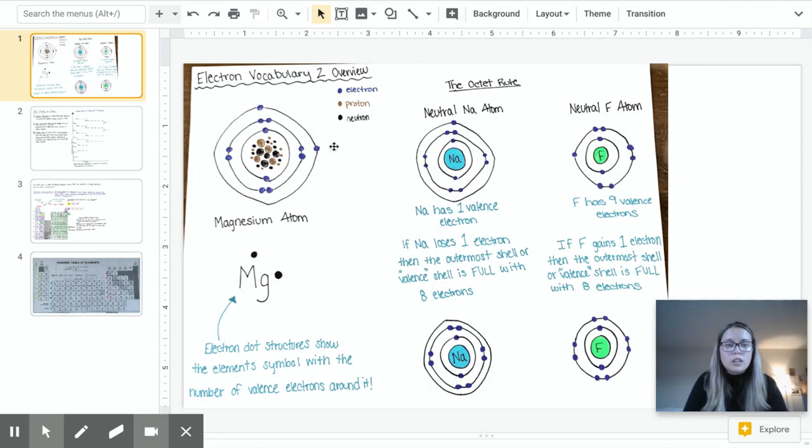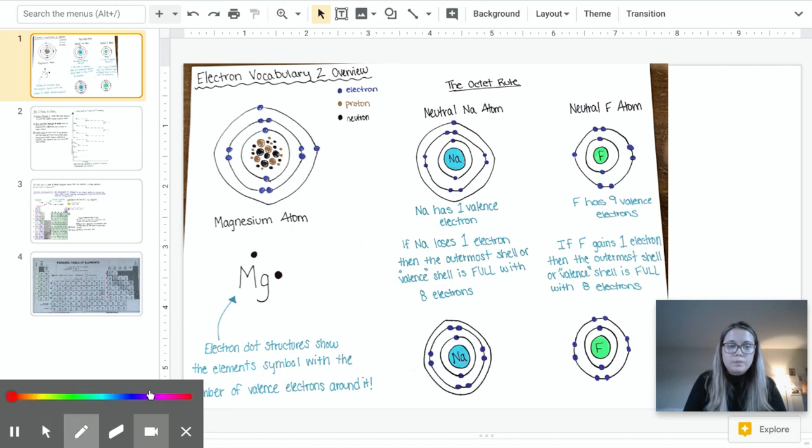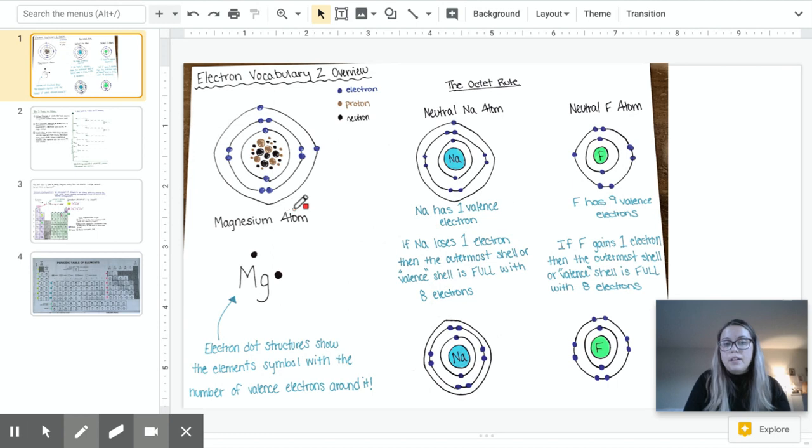If we look here at this magnesium atom, we know that magnesium has 12 protons. We're assuming it's neutral, so we know that it has 12 electrons, and it has 3 energy levels. Bear with me please, I'm not good at drawing on a computer. This electron and this electron are in the outermost energy level, so magnesium has 2 valence electrons.